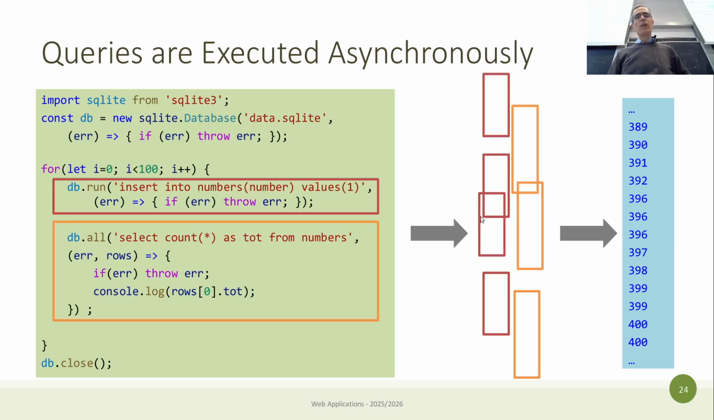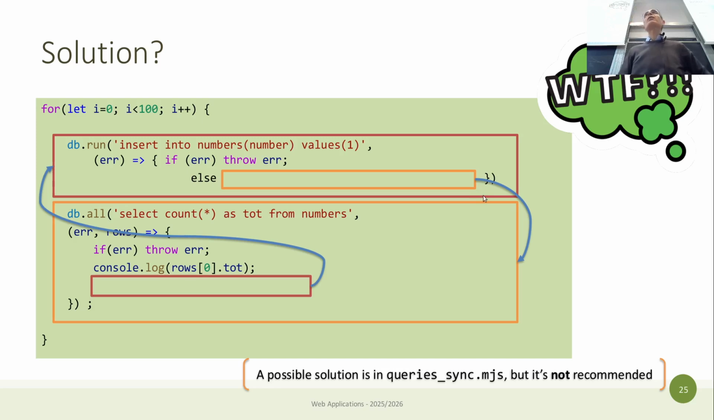Not just a theoretical problem. Things happen asynchronously. So we need to have a way to synchronize operations, okay? And in this example, by the way, it's pretty difficult because we would like to execute an operation after the previous one has finished, but it's in a loop, okay?